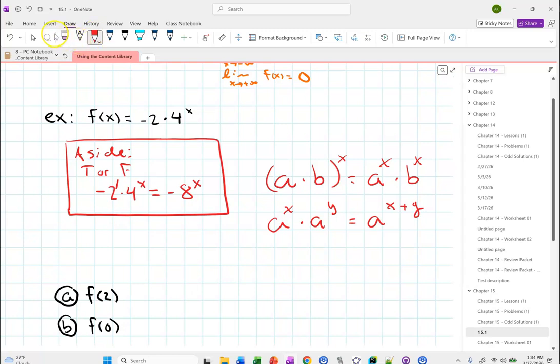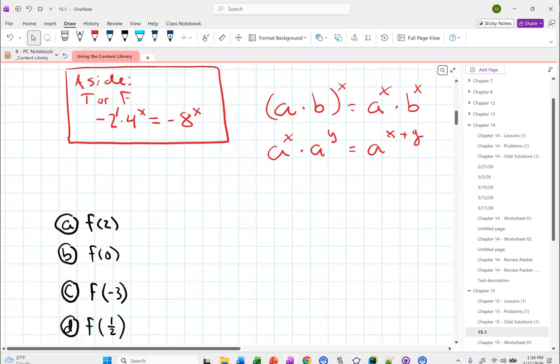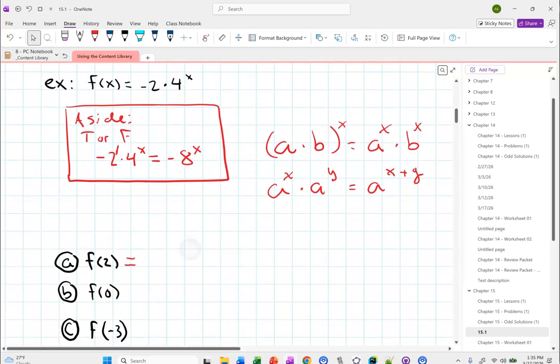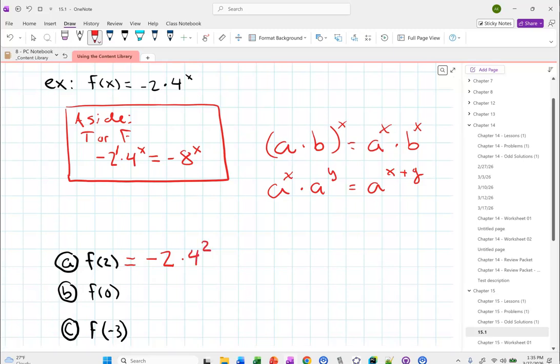Next, what I want to do is just burn through a bunch of specific examples. So we're just going to compute f of 2 and f of 0 and so on and so forth. So when we write f of 2, what does that mean? Yeah, we're just plugging 2 in for x, right? So there we go. That's what we get.